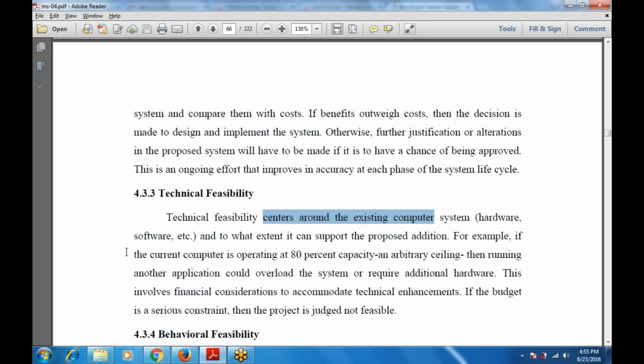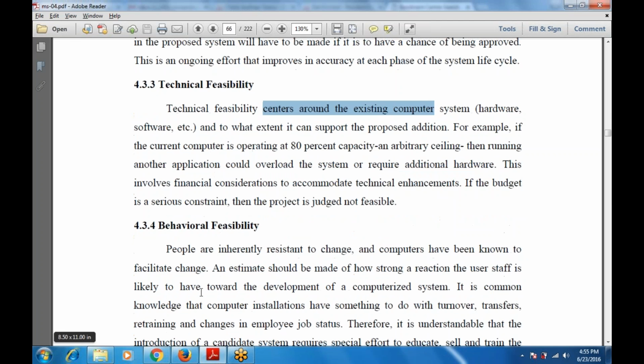Now the next one is the behavioral feasibility. People are also resistant to change. So whenever we are using behavioral feasibility, it is related to human beings, to the people. People are resistant to change, and computers have been known to facilitate change. So the behavioral feasibility will change from time to time.